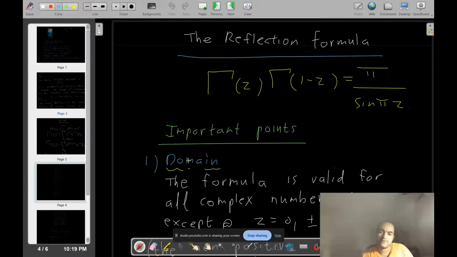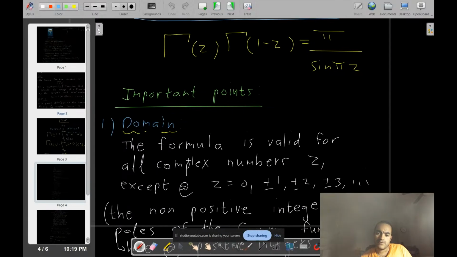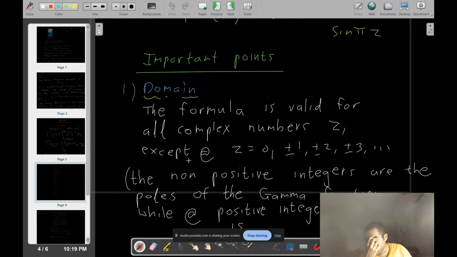The reflection formula: gamma of z times gamma of 1 minus z is pi over sine pi z. This is another gamma function identity I want to talk about. I mentioned the other ones, but this one we're going to get into. The important point is that the formula is valid for all complex numbers z except at z being 0, plus or minus 1, plus or minus 2, plus or minus 3, and so forth. Those are the restrictions on the domain.